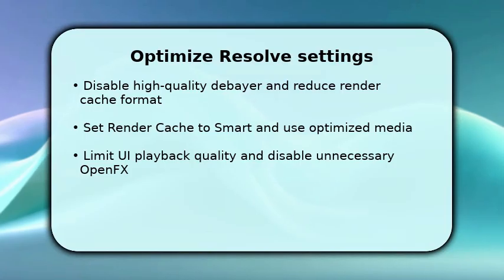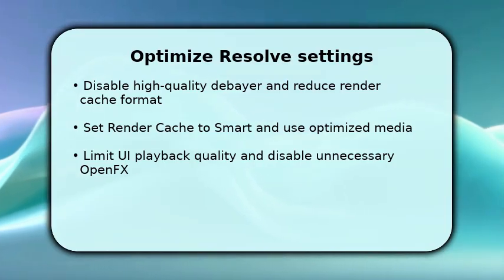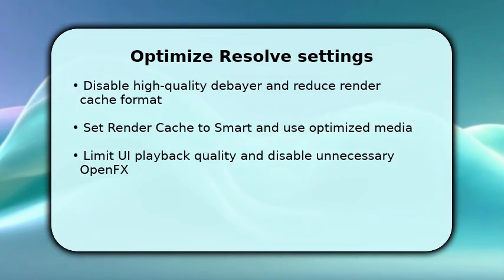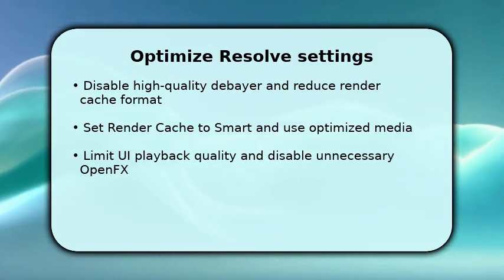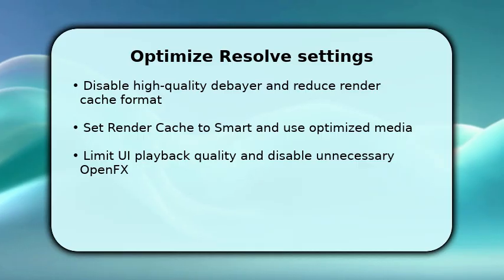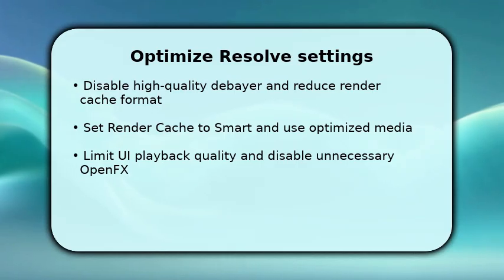Turn off high-quality debayer for RAW clips and choose a more compact render cache format like ProRes Proxy or DNxHR-LB because smaller cache files use less VRAM. Make sure render cache is set to smart and generate optimized media for heavy clips so playback uses lighter files.